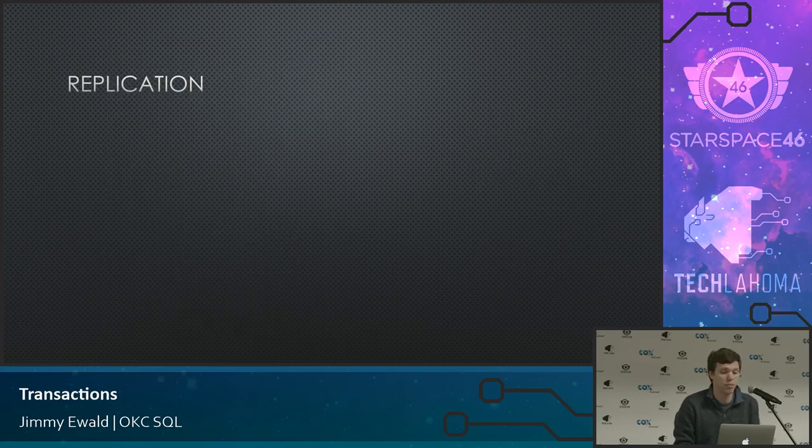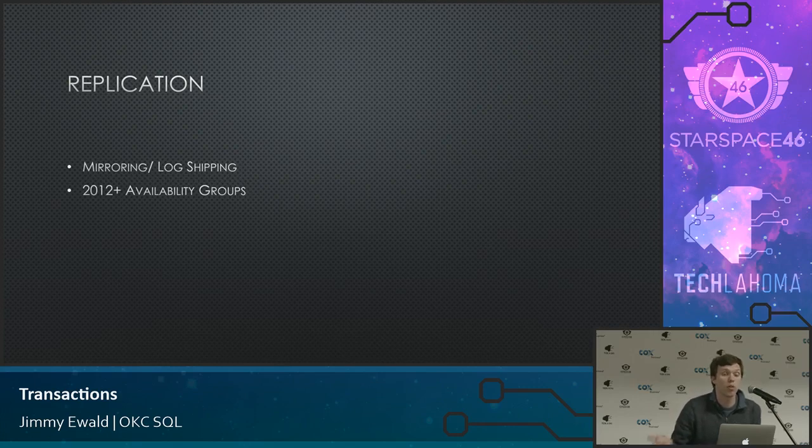Okay, let's talk a tiny little bit about replication because it does have to do with transactions. Replication meaning mirroring, log shipping. In 2012, they came out with availability groups. That's just replication, but to be replicating in 2012 onwards, you put your database to be part of an availability group. And then that availability group is defined as being over whatever servers you've got going.